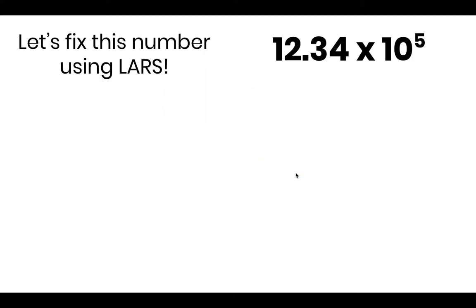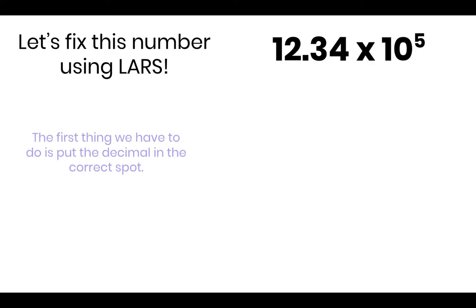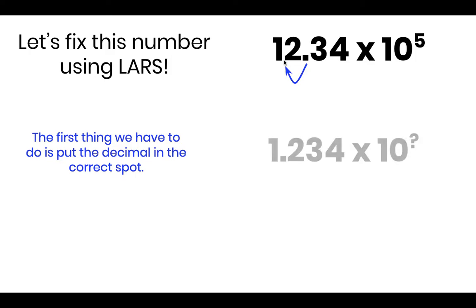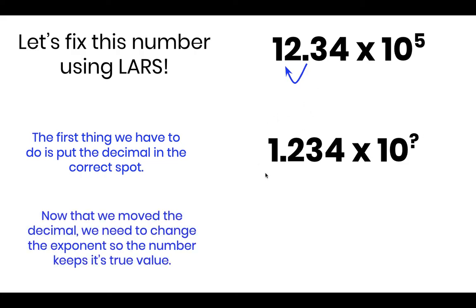So let's fix this number, 12.34 times 10 to the 5th, using LARS. The first thing we have to do is put the decimal in the correct spot. We need to move it over 1 to the left. So thinking of our acronym LARS, we moved it left, so L and A go together. So we need to add. Being that we moved our decimal, we need to change the exponent so the value keeps its true value.